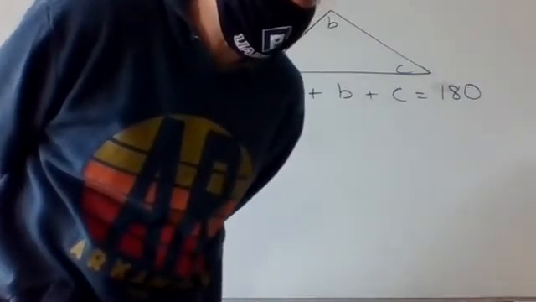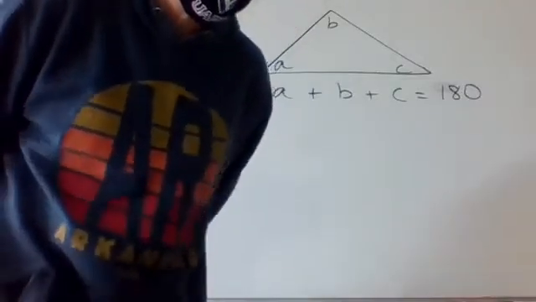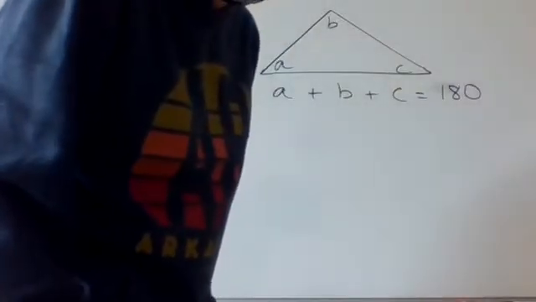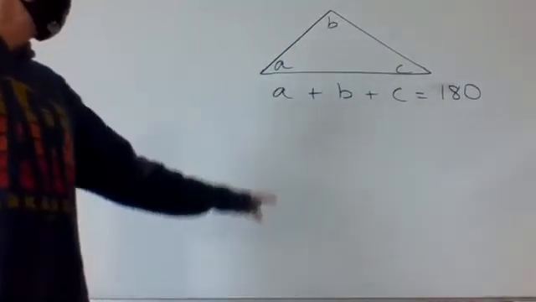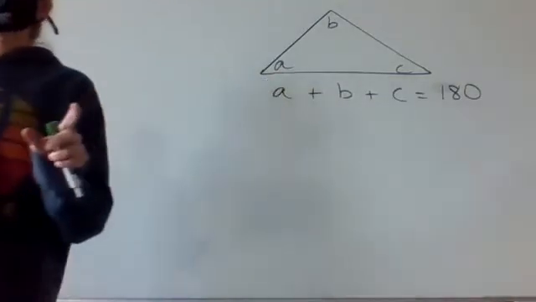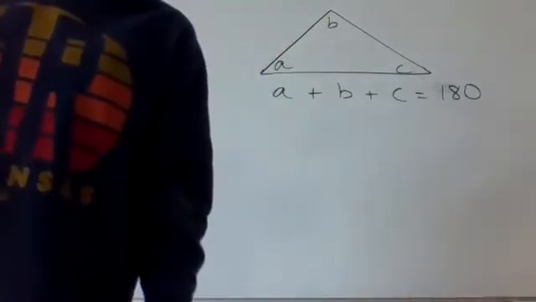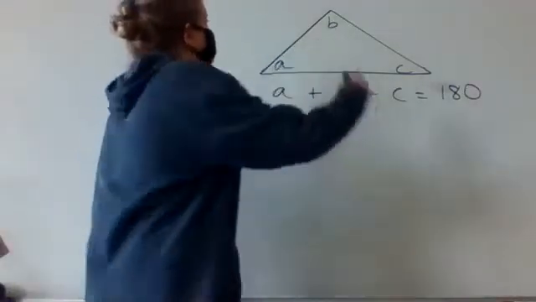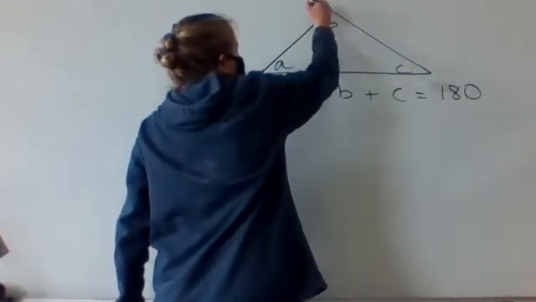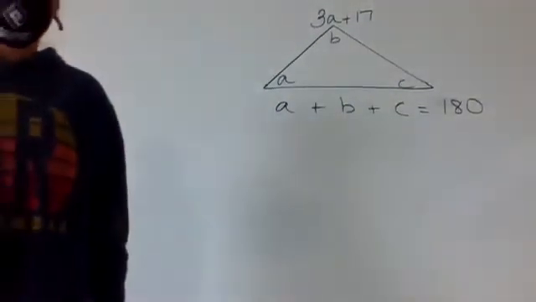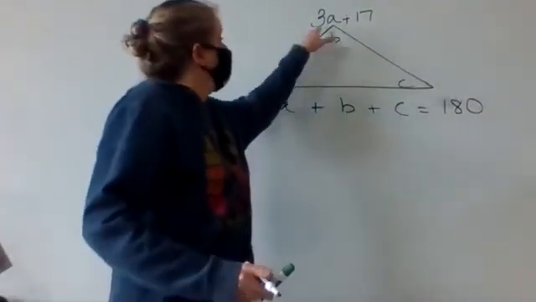The first thing it says is, in the triangle ABC, the measure of angle B, so this angle, is 17 more than 3 times angle A. So if I wrote that out algebraically, 17 more than 3 times angle A, let's write what that would look like. 17 more than 3 times A would be whatever 3A is plus 17 more. You see what I'm saying?